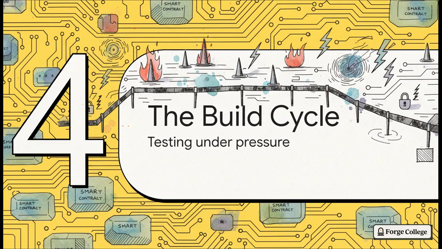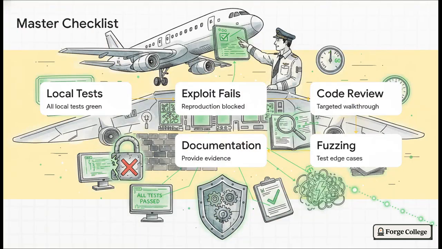Section 4. Executing the build cycle. This is where we shift our focus to the actual execution phase. We're running our newly patched code through the absolute gauntlet to make sure it holds up under pressure. This is your master checklist. 1. Local tests pass. 2. Exploit reproduction fails. 3. Targeted code review. 4. Fuzzing. 5. Documented evidence.